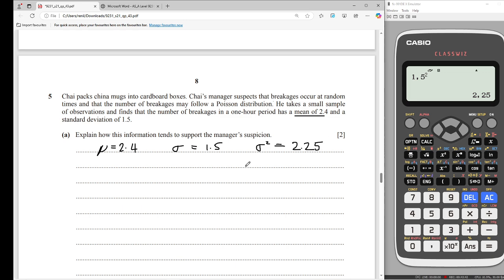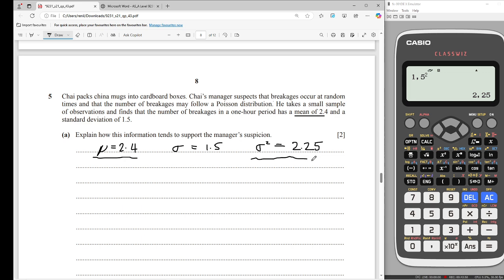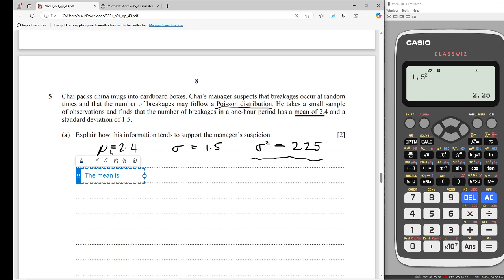Okay, now there is a thing. So when the mean is almost equal to the variance, that means that it does tend to the Poisson distribution, because the Poisson distribution needs to have the mean near equal to the variance. So we can write for conclusion, the mean is almost equal to the variance.